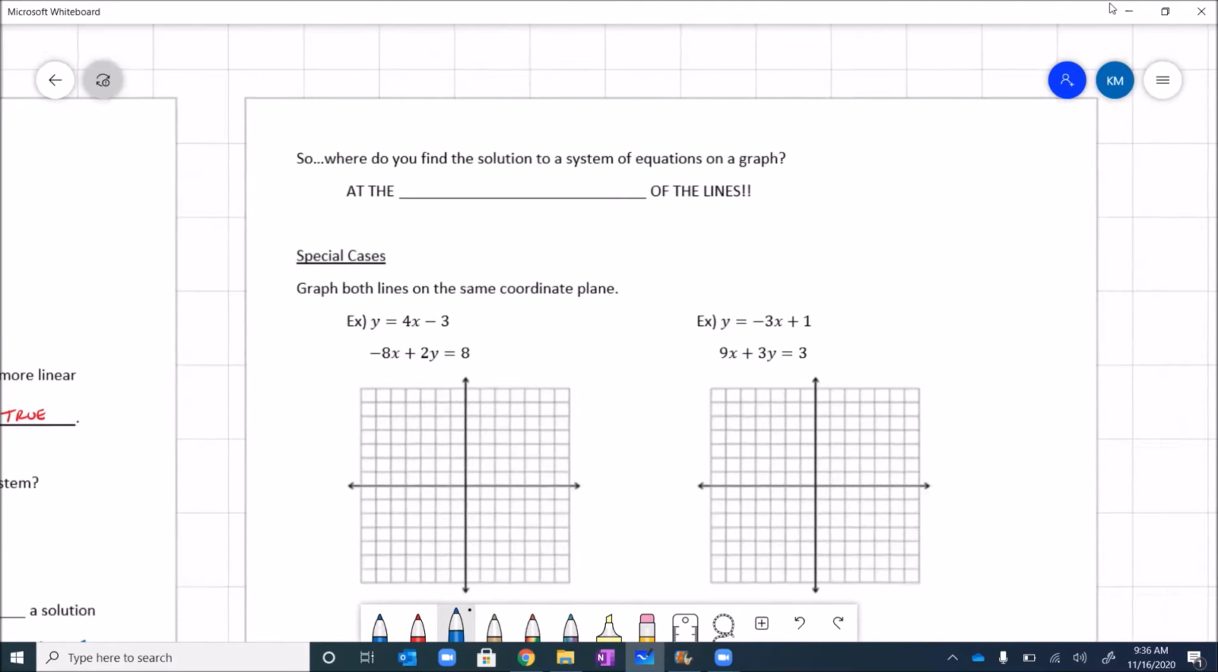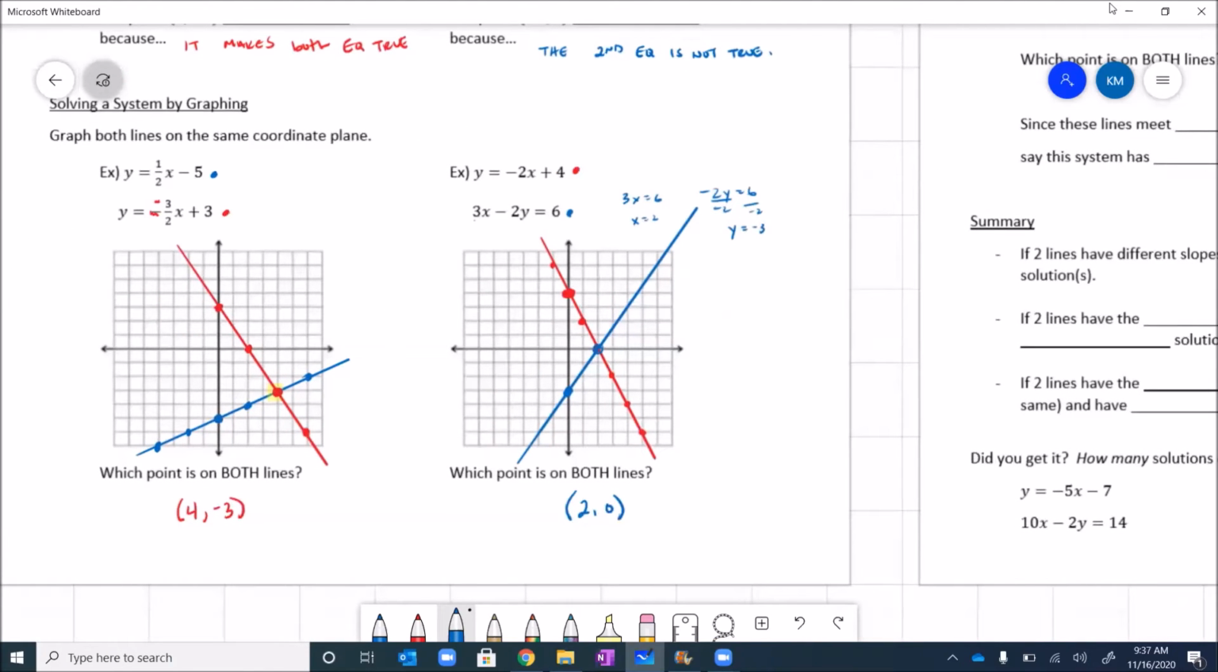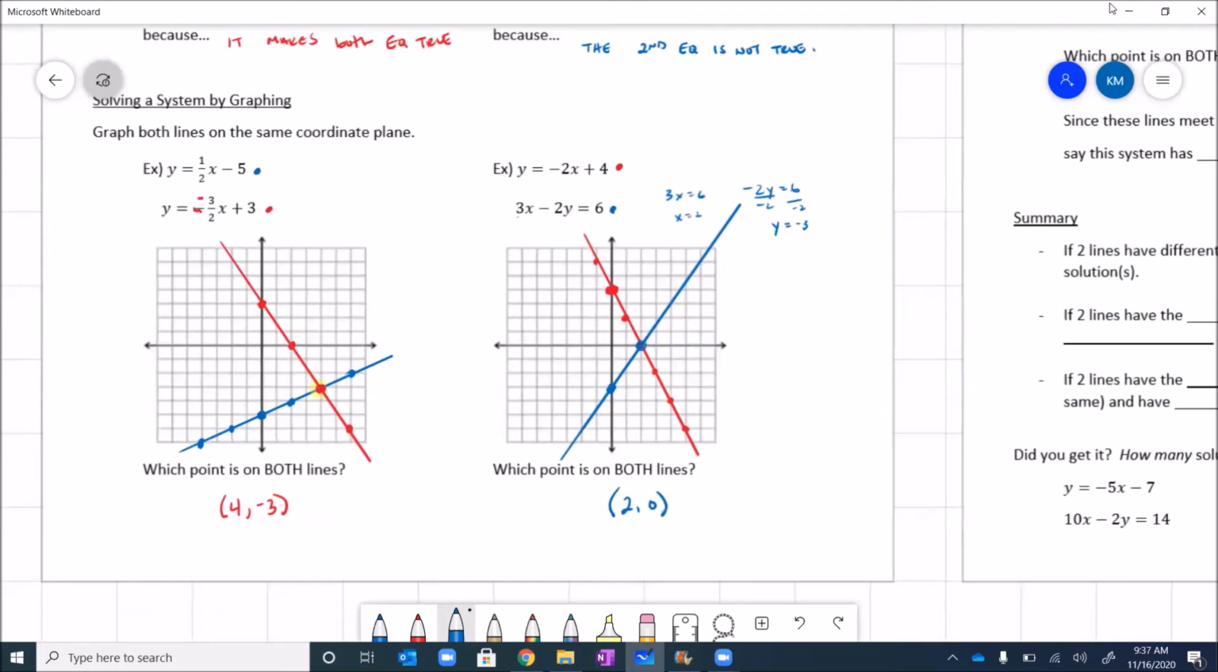So where do you find the solution to a system of equations on a graph? At the intersection of the lines. So going back here, all we had to do was graph two lines on the same coordinate plane and solve by graphing. The point that both lines meet at, or the intersection point, is our solution. So for number 1, our solution is (4, -3). For number 2, our solution is (2, 0).